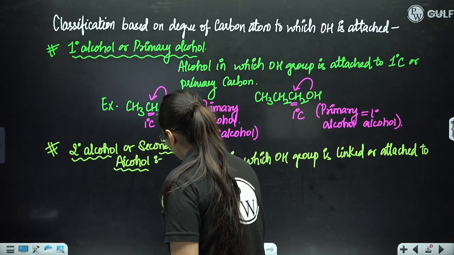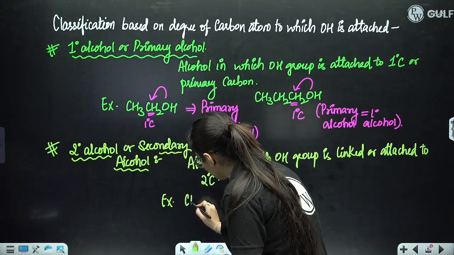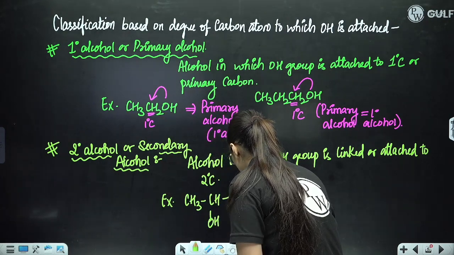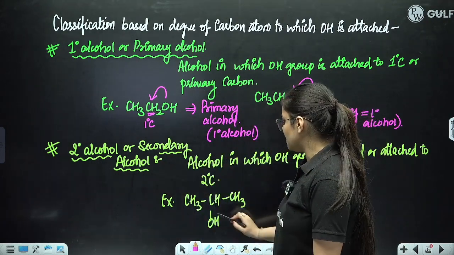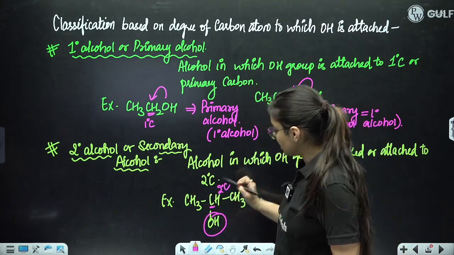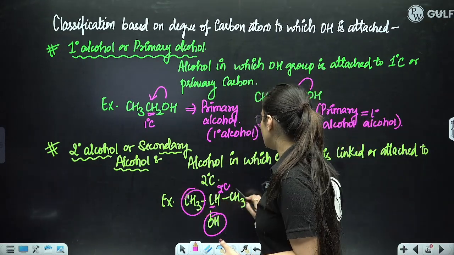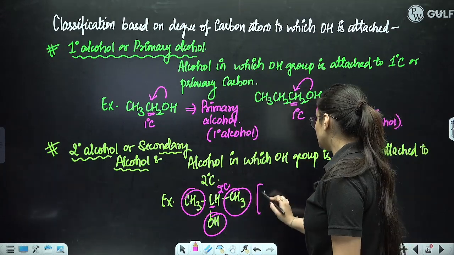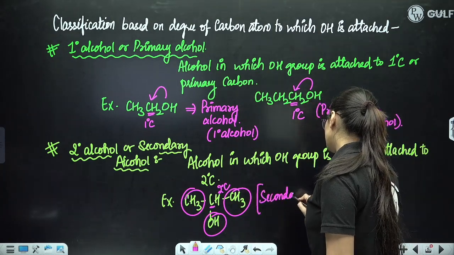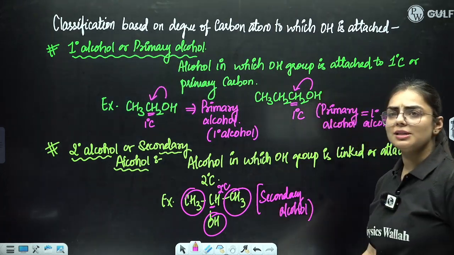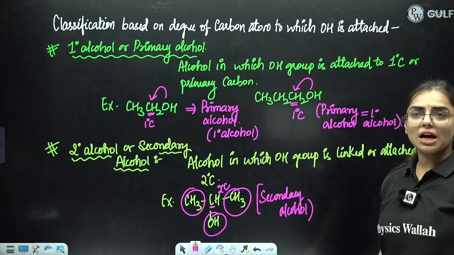Let's take a few examples over here as well. If I say CH3, CH, OH, CH3. Now students, what are you observing over here? That this OH is attached to this carbon. What is the degree of this carbon? This carbon is 2 degree. Why is it 2 degree? Because it is further linked with 2 carbons. So if it is attached to a 2-degree carbon, this kind of alcohol is a secondary alcohol, or a 2-degree alcohol. Simple, easy part, right?